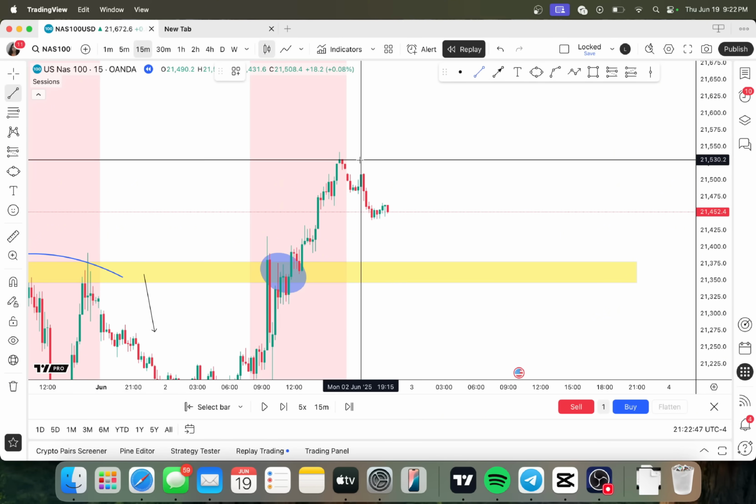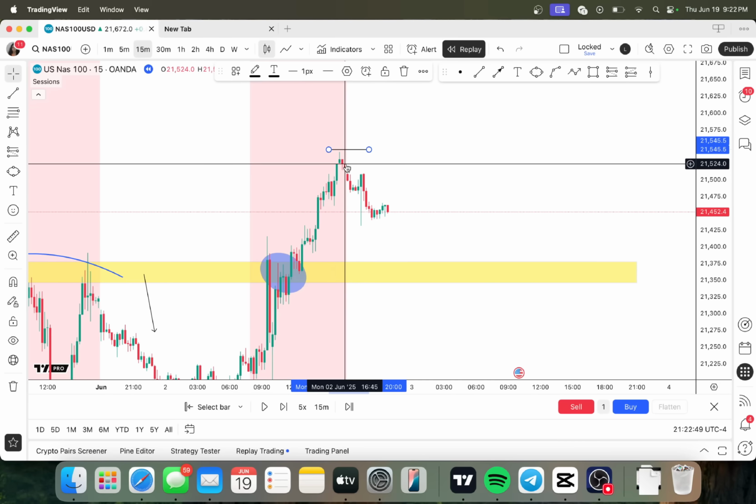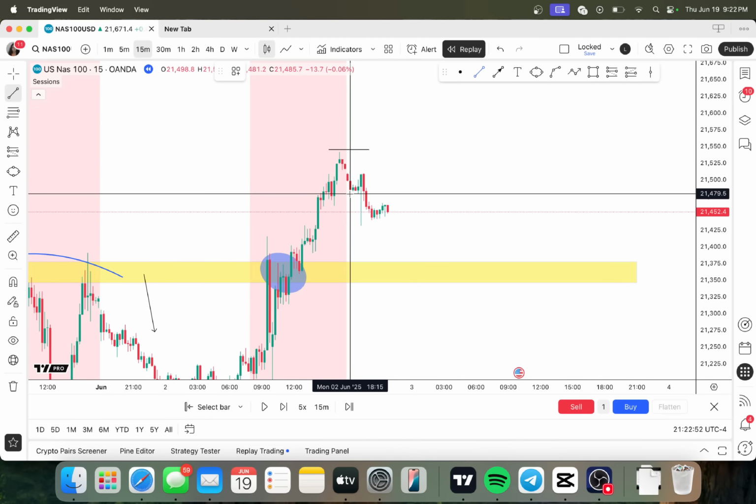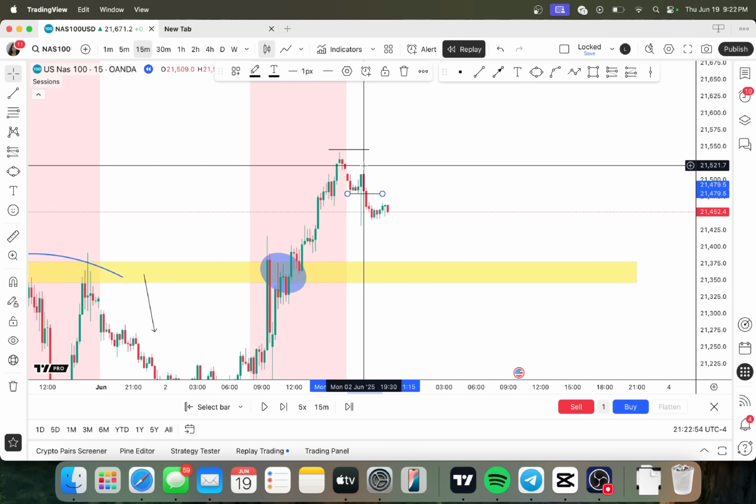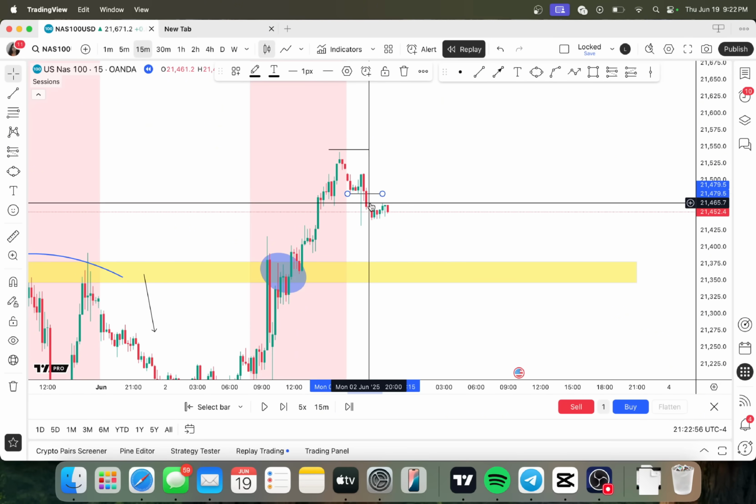So then we can see that price gets to this level, and then it starts making a fall. It ends up holding, so it ends up stalling for a little bit, and then we can see price makes a support but ends up breaking it again.